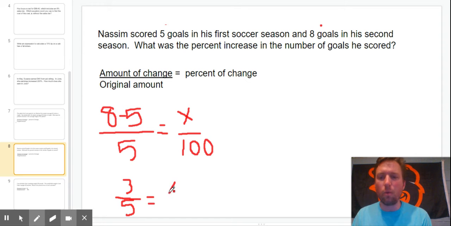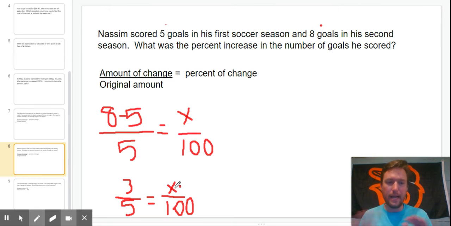Now, I could solve this one of 2 ways, and you need to think about what way works best for you. I'm trying to figure out what is the value for this letter X. It's a variable. It takes the place of an unknown number. I could look at this and say, okay, 5 can become 100 in what way? These are equivalent fractions at this point.